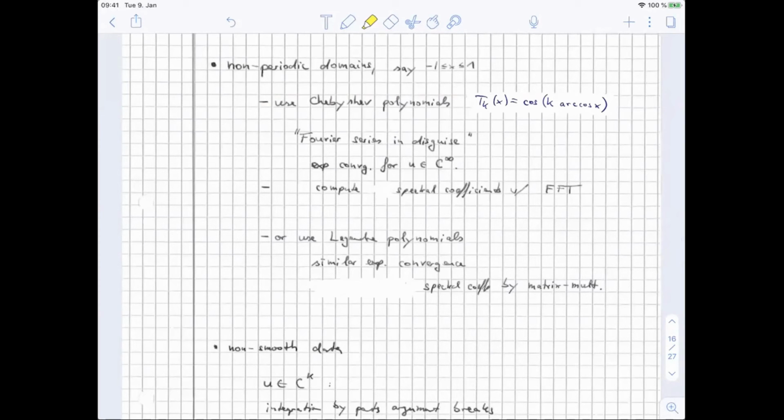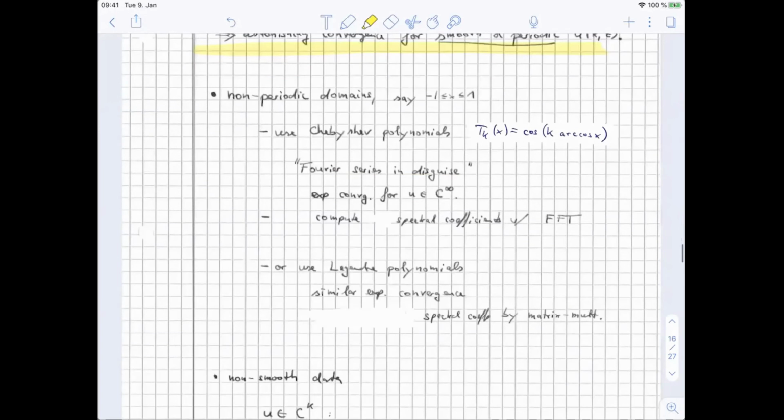So far for periodic problems. And what do you do for non-periodic domains? Say -1 to 1. If you don't have periodicity, then the Fourier series isn't the right thing to do. What one should do instead is use polynomials that are adapted to non-periodic domains. In particular, Chebyshev polynomials are very favored.